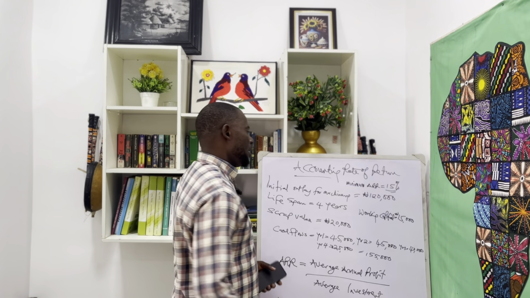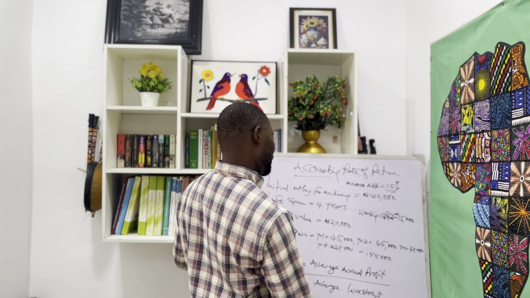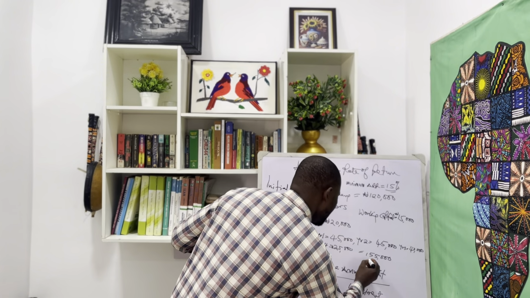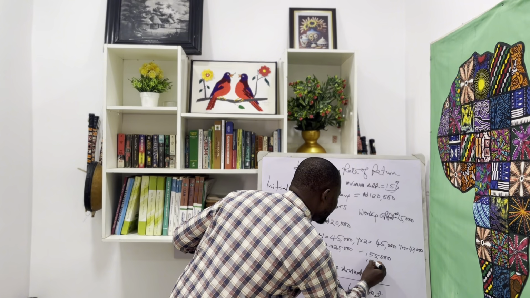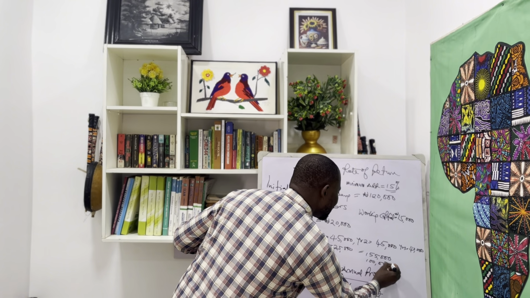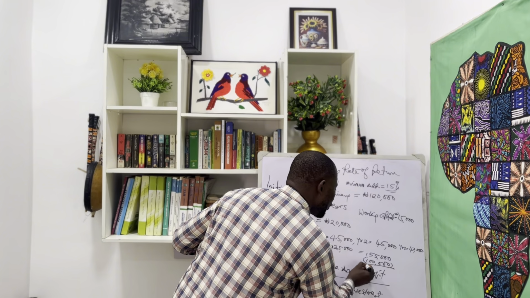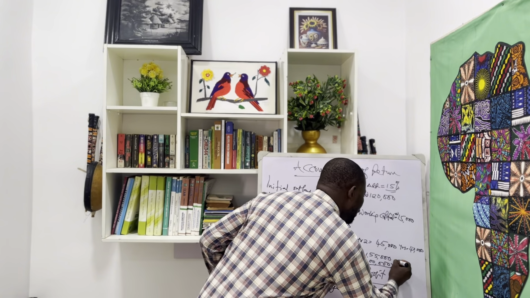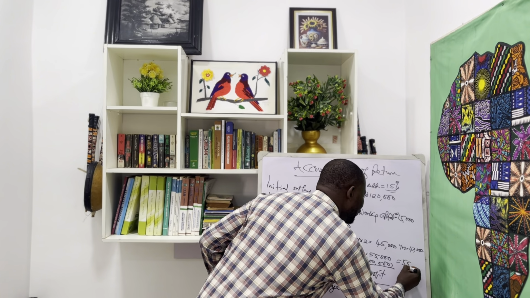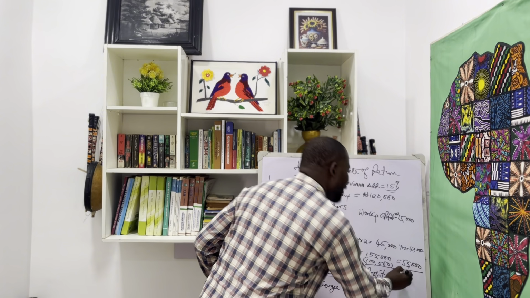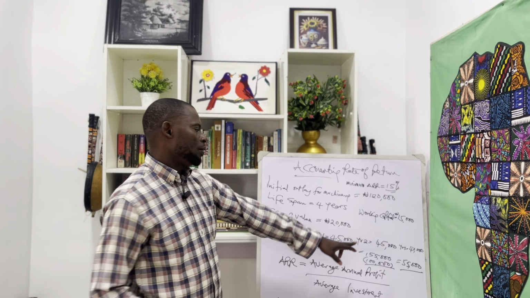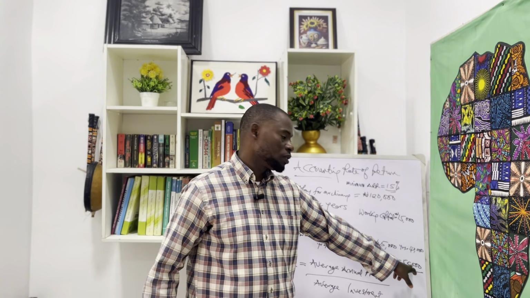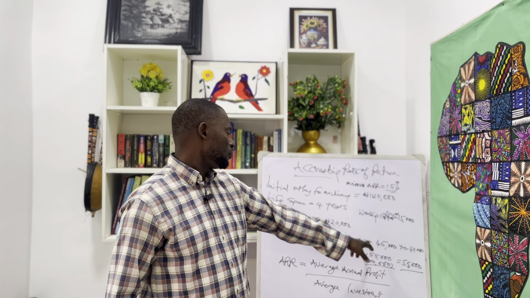Now, when you remove 100,000 naira from here, you say 100,000. What do you have? You have 55,000 naira. Good. Now this is our cash flow. This is our annual cash flow, basically.